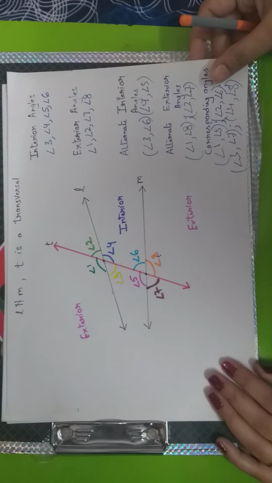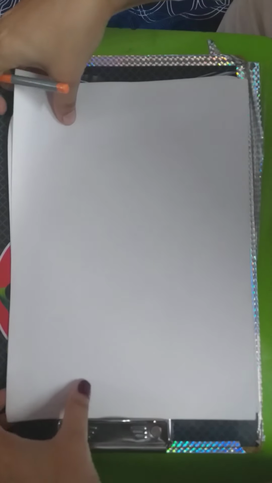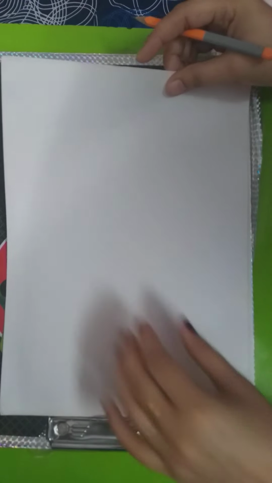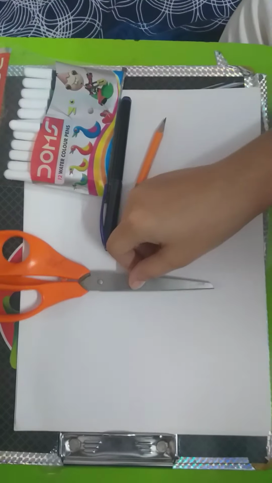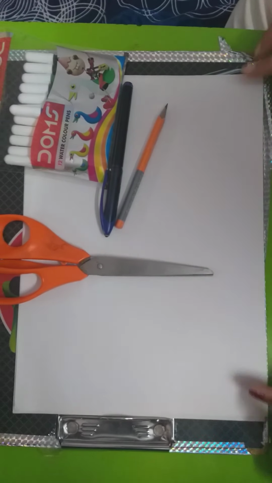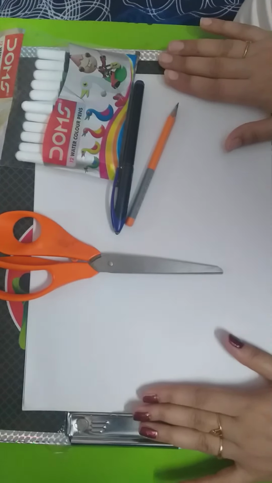Now today's class is activity time. We will learn by doing. What do you need for this activity? You need two plain sheets. The sheets could be origami or oil pastel or any sheet that is available at your home. Then you need colored pens, a pencil, a pen and a scissor. All these materials you need for this activity.